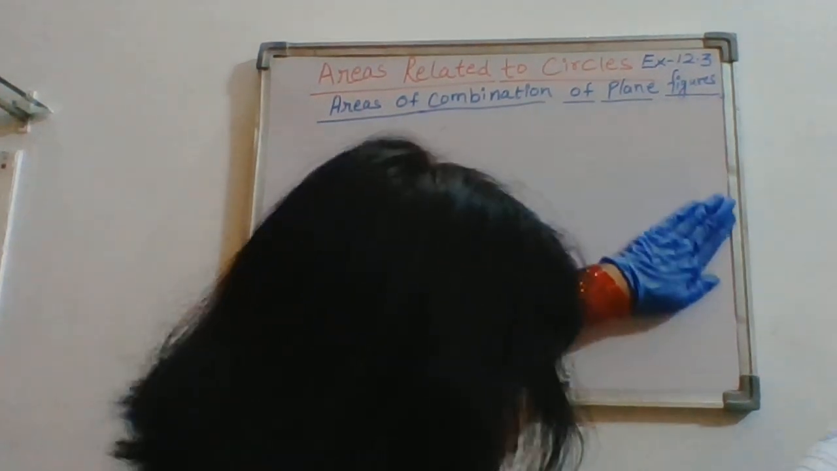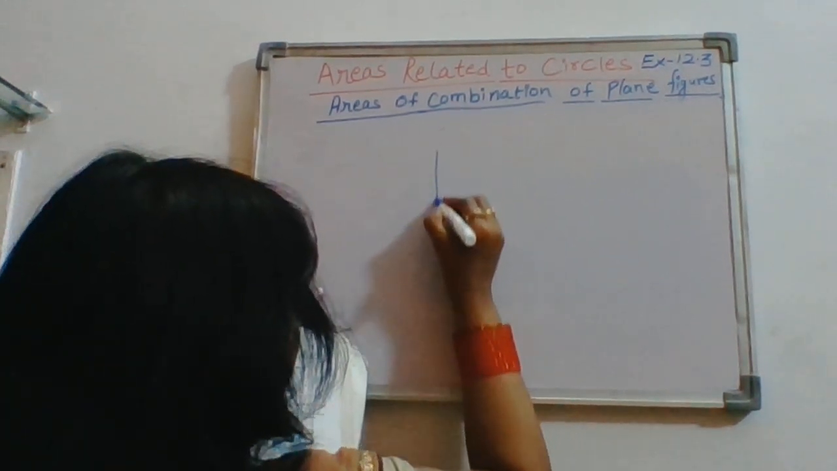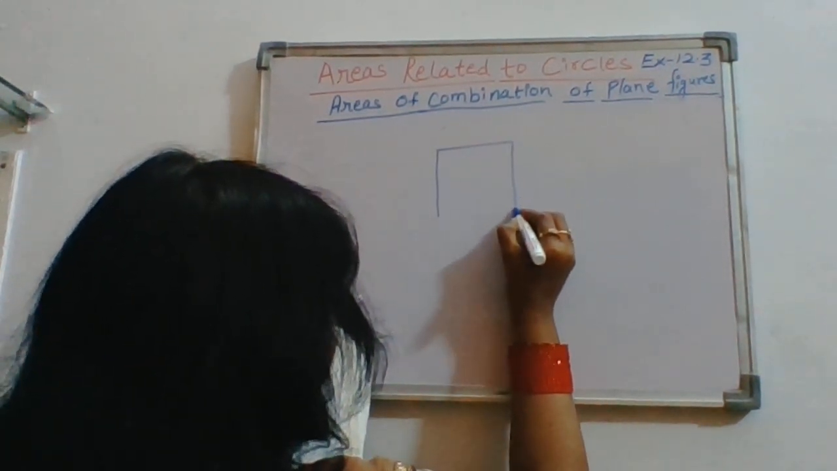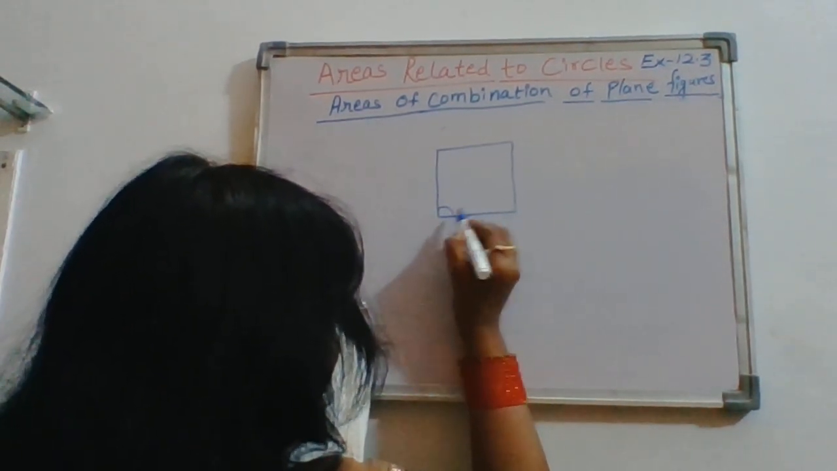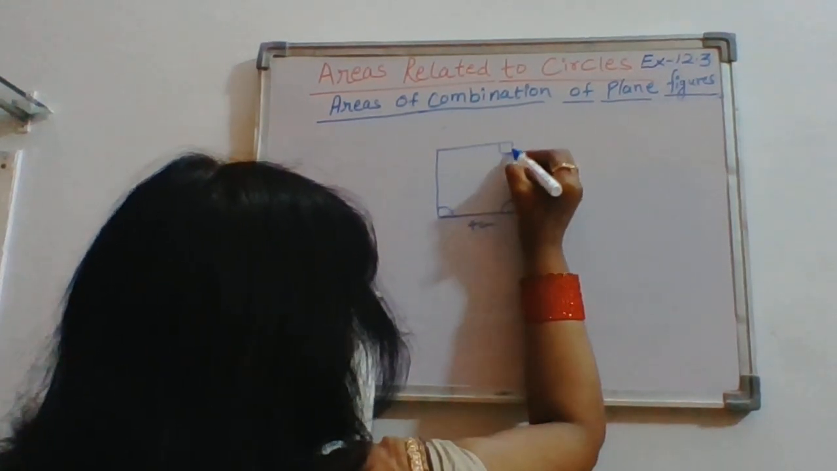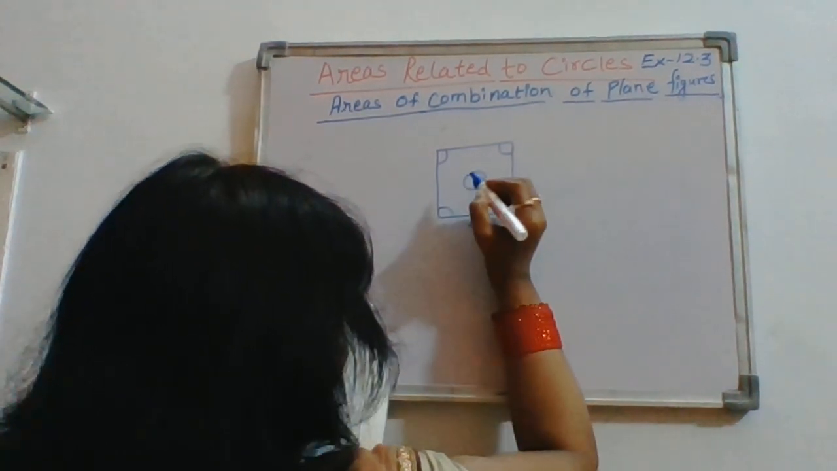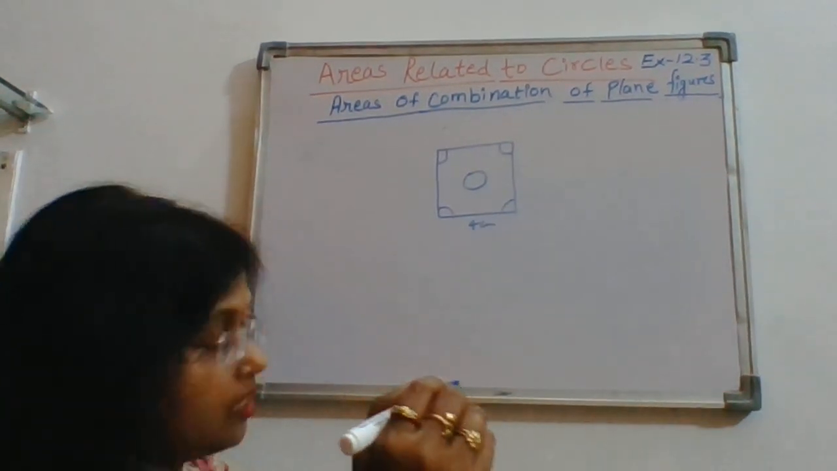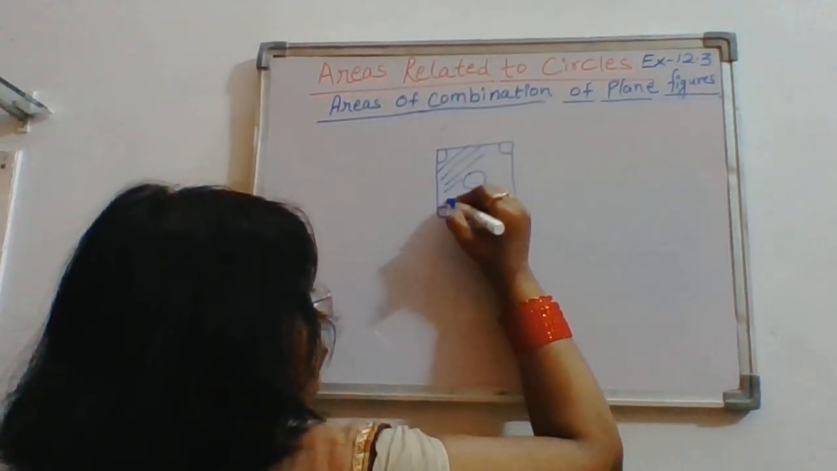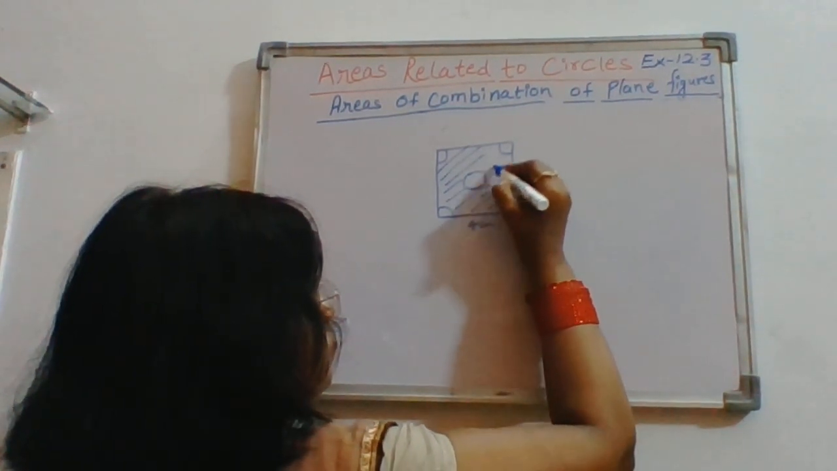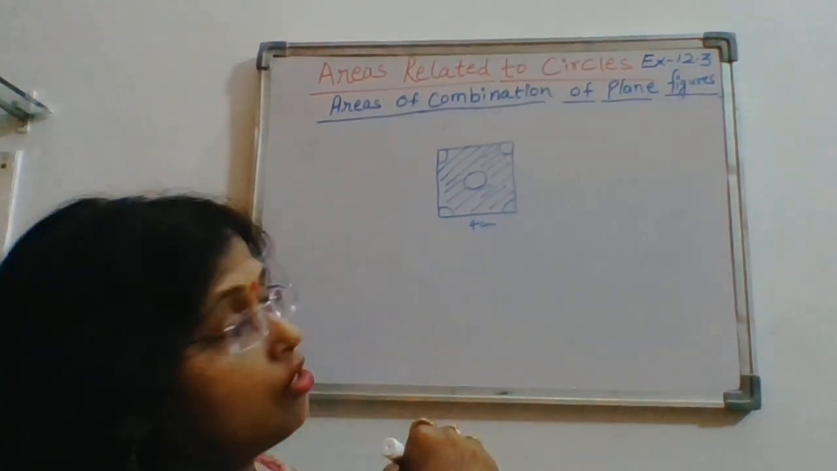Again now we are having a square of side 4 centimeter, and from each corner a quadrant of 1 centimeter is drawn, and at the center a circle of diameter 2 centimeter is drawn. Right? Now we have to find the area of these remaining portions. Okay, you can see that we are doing this chapter, areas of the combination of the plane figures.